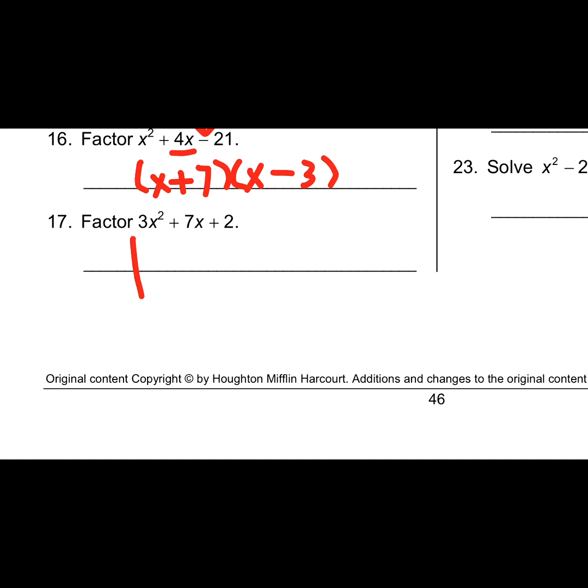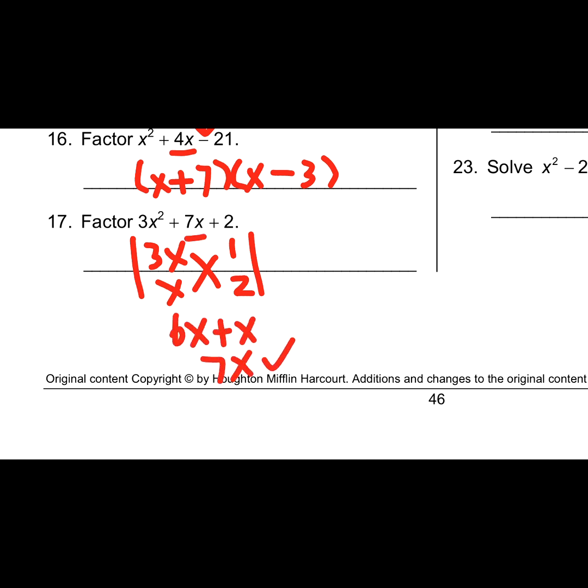And for this one, we're going to use the crisscross spider method. We have 3x and x, and then it's either 2, 1 or 1, 2. So let's try 1, 2. Cross multiplying, we got 6x plus x. That gives us 7x, the middle term that we want. So this is actually the correct factorization. It's actually plus 1. So 3x plus 1 and x plus 2 is the final factorization.